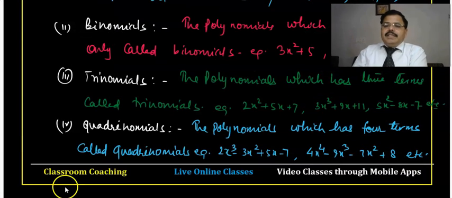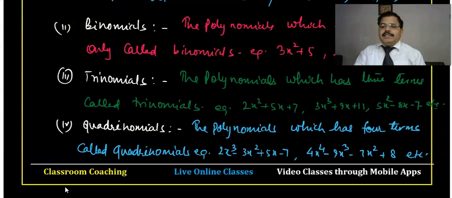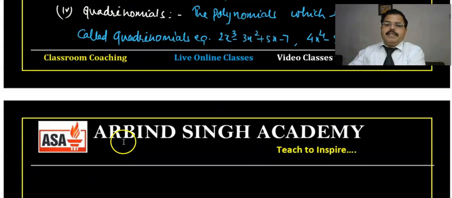Now in these polynomials, you have seen that there is a power of x. In some polynomials there is a power 2, in some polynomials power 3, in some polynomials power 4. Depending upon the maximum power, that is called the degree. So what is the degree of a polynomial?